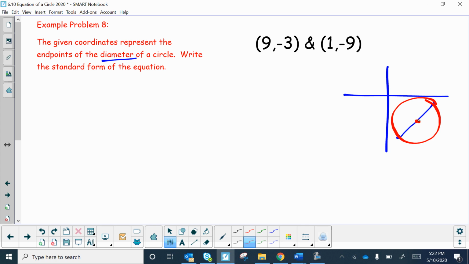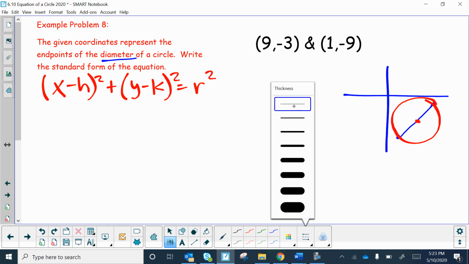Okay, and since we know that the center is not going to be at the origin, we're going to have to use the equation x minus h squared plus y minus k squared equals r squared. Okay, so this one's pretty tough because I don't know the center, and I don't know the radius either. So how do I get the center? That's going to be the first easy step.